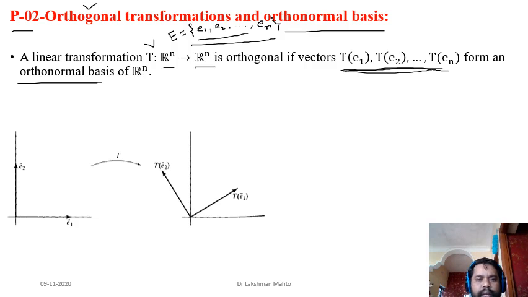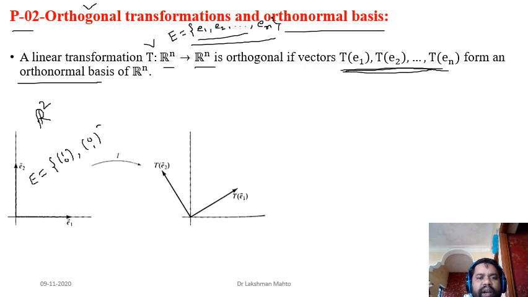So here you can see one example in R2. What is the standard basis of R2? The standard basis of R2 contains only two basis elements, because the dimension of R2 is 2. One is E1, that means (1, 0). What is E1 here? (1, 0). And E2 is what? (0, 1).